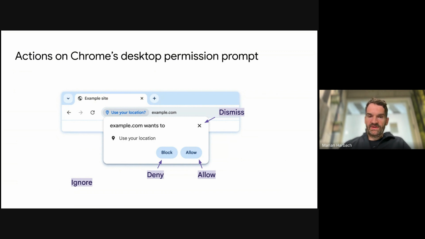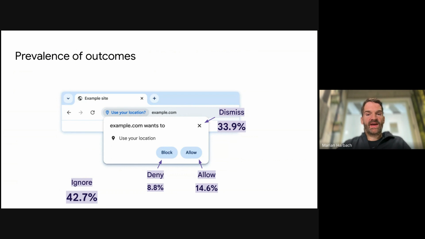If we look across these 4 actions, we find that ignoring is actually the most prevalent at 43% of prompts. The next most common action is dismissing at 34%, followed by allowing at 15% and denying at 9%. It might be somewhat surprising to you that dismissing and ignoring the prompt is so common. Prior work on Android found that people most frequently allowed with allow rates between 70 and 86%.